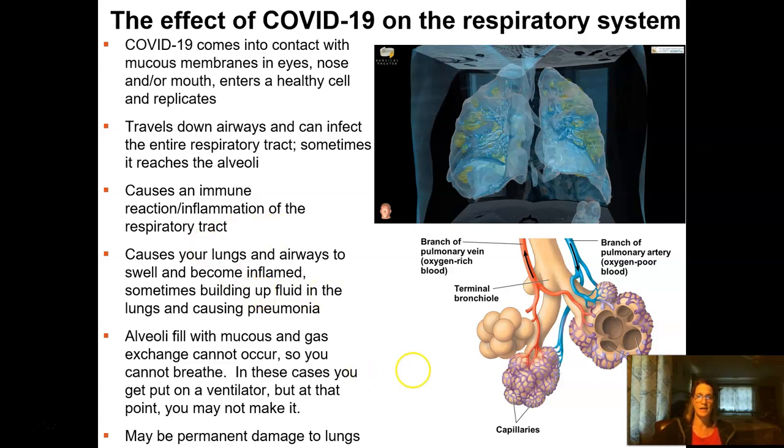In serious cases, the alveoli can fill up with mucus, and then that completely limits or eliminates gas exchange. So when that happens, often patients get put on a ventilator to help them breathe because they can't breathe on their own. But once the alveoli have been filled with fluid, you may not make it at that point. And even if you do recover, you can have permanent damage to the lungs, and we don't really know how bad that will be. But this, I have a link here.